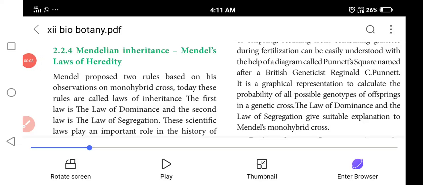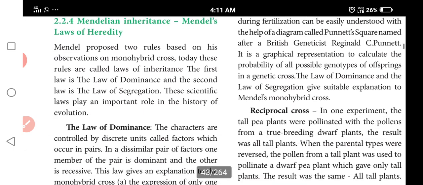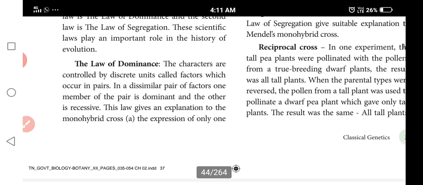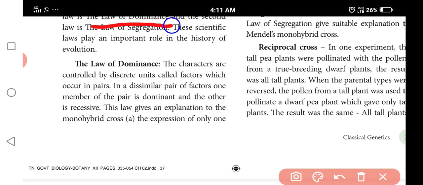In the previous video, we discussed the Mendelian monohybrid cross. That monohybrid cross introduced Mendel's laws of heredity. What are the laws? The first law is the law of dominance. The second law is the law of segregation.